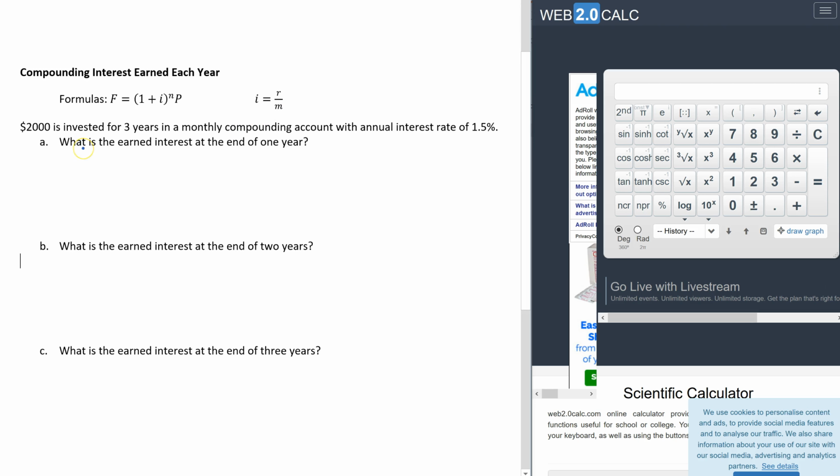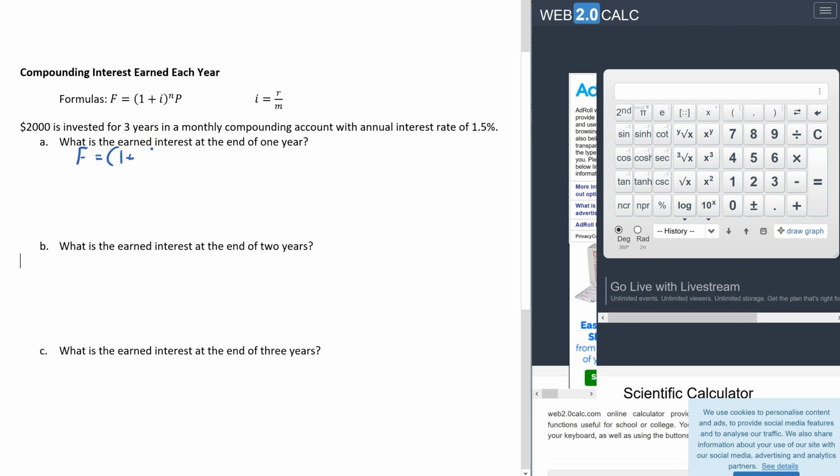All right, the problem reads: $2,000 is invested for 3 years in a monthly compounding account with an annual interest rate of 1.5%. What is the earned interest at the end of 1 year? First, I want the future value at the end of 1 year.